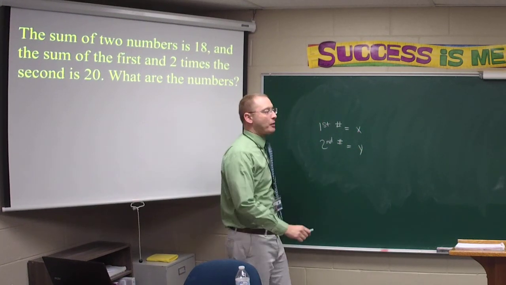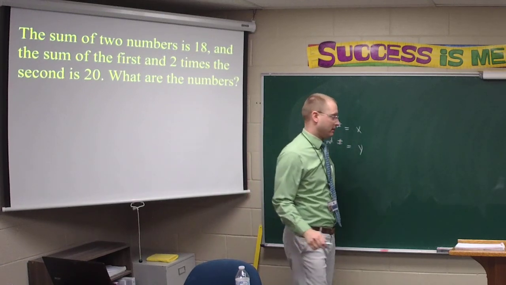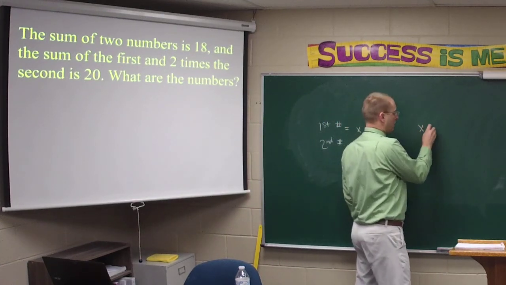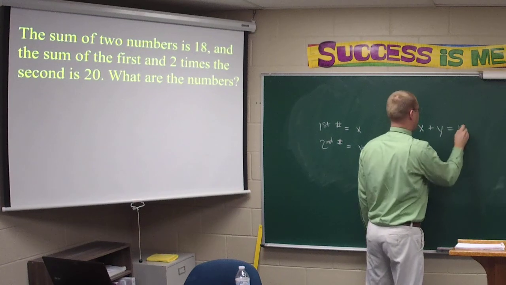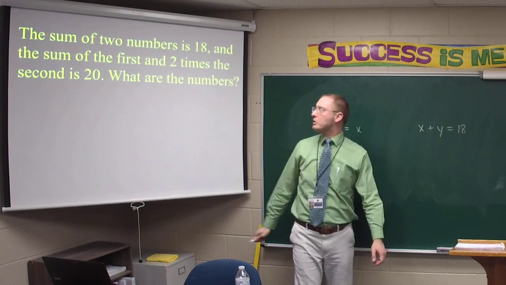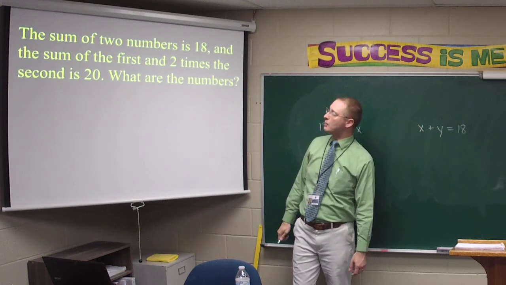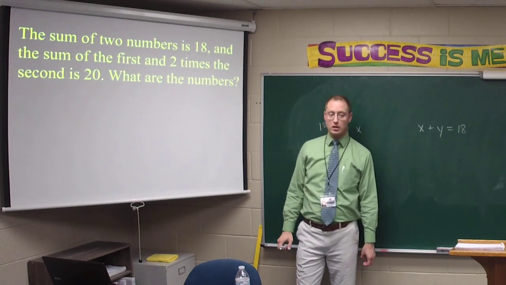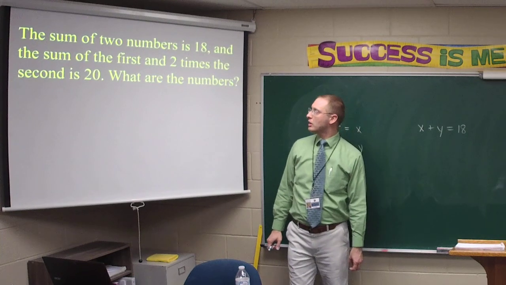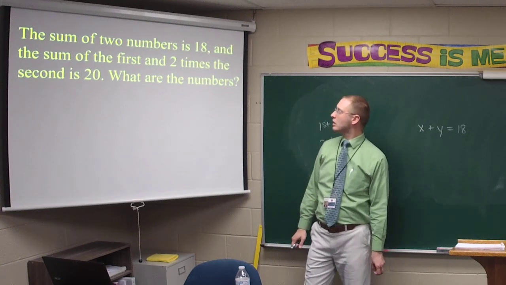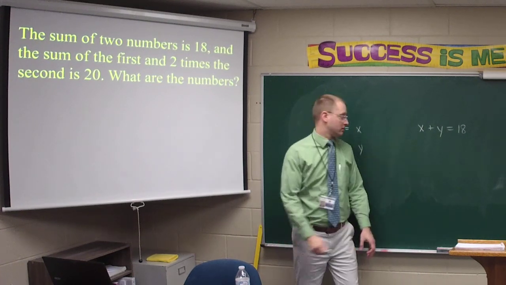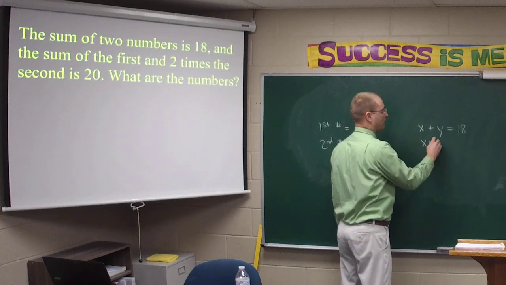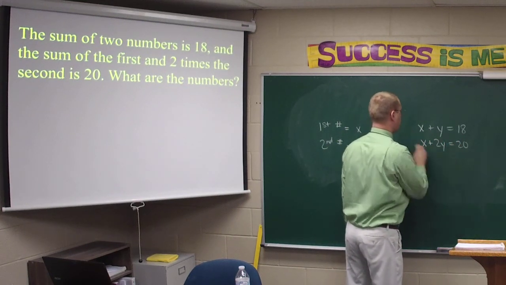There we go. How do I write my first equation, Maddie? The sum of two numbers is 18. X plus Y equals 18. How do I represent the second equation? How do I write that, Genesis? There we go. X plus 2y equals 20.